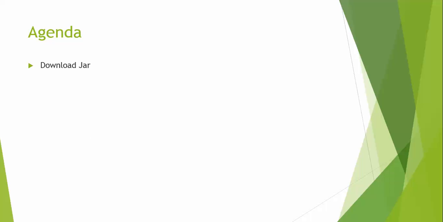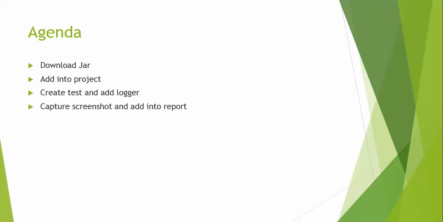What exactly you will get after this tutorial? So today we'll talk about how to download the jar, how to add it into the project, then we'll create an extent test and we'll add a logger. Then we'll see how to capture a screenshot, add it into the report and add a screenshot on failure. And finally open the same report in the same browser.